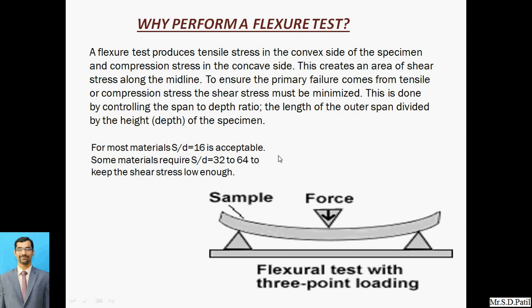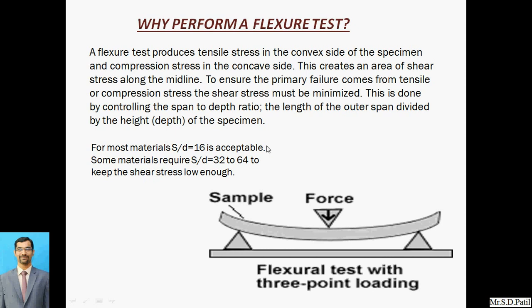So basically this has to be done by controlling the span and depth ratio, the length of the outer span divided by the height. Generally there is a standardization procedure for how to set the S by D ratio, that is span to depth, or height. S is the length and D is the depth. S by D ratio should be 16, it is acceptable.